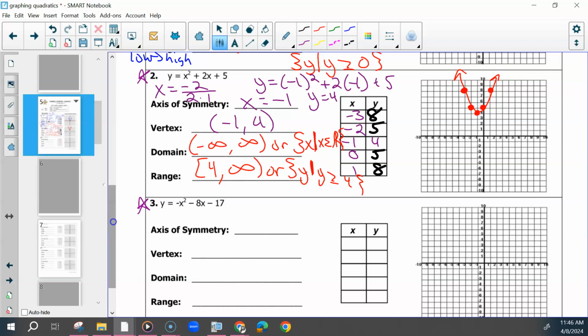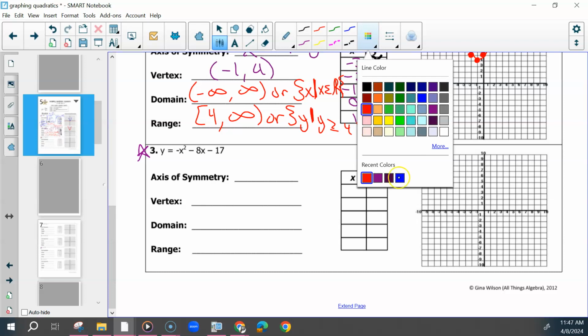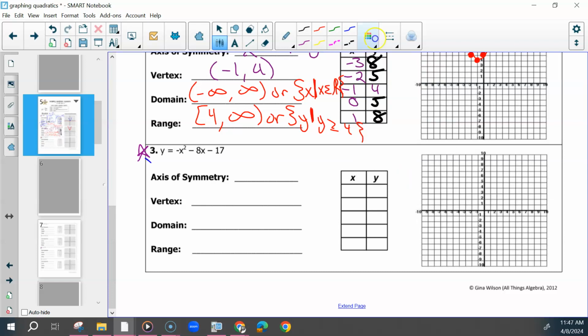Okay, we're going to do another one, and then one last page, and then you'll have time to practice. Questions on that one before we do 3? Okay, let's go ahead and find that axis of symmetry and the vertex of which one? 3. Yep.